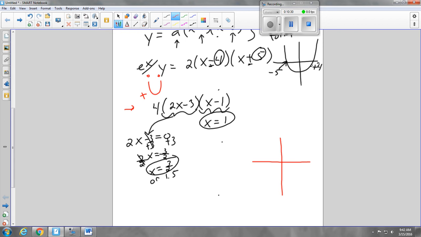It's like a happy face, right? It's positive. If this was a negative out front, so like negative 4, then it'd be like a frowny face, opening down. So we know it's opening up. So our graph is going to cross at 1 and then 1.5, let's say. So it does something like this. And what I'm looking for is the vertex. I want to know what that point is right there.